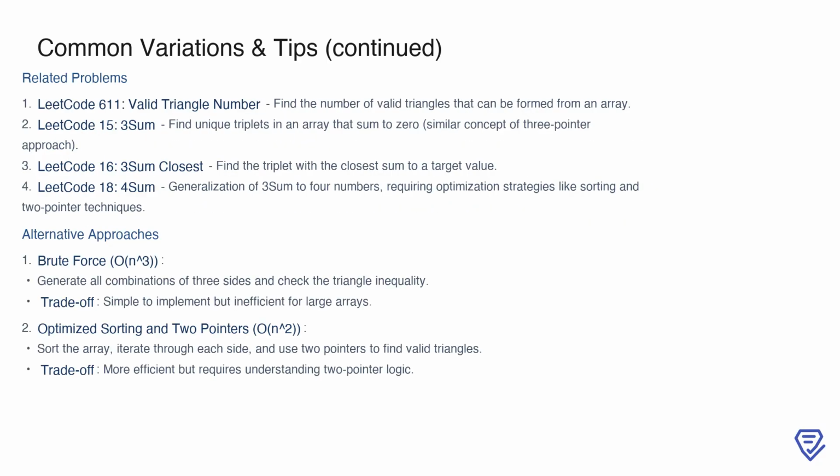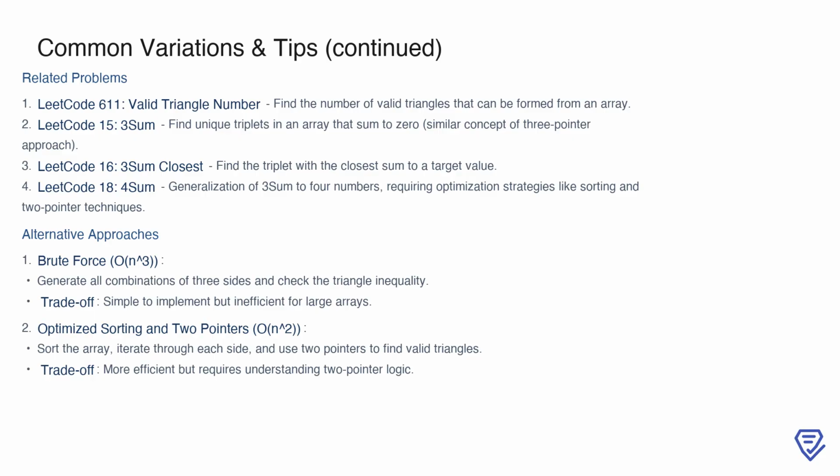This problem is closely related to several other problems on LeetCode that you might encounter. For instance, LeetCode 611, Valid Triangle Number, asks you to find the number of valid triangles that can be formed from an array. This overlaps conceptually with the triangle inequality and optimized approaches. Another example is LeetCode 15, 3Sum, which requires finding unique triplets in an array that sum to 0. Here, the three-pointer or two-pointer approaches play a central role, just as they do in this problem.